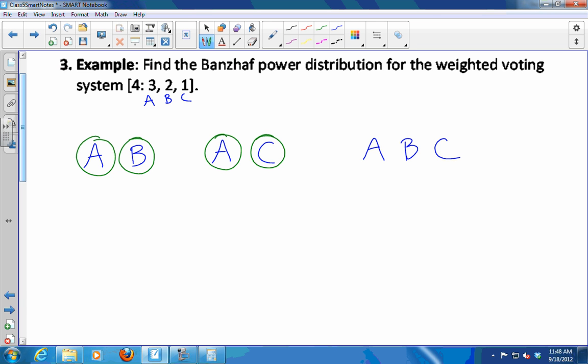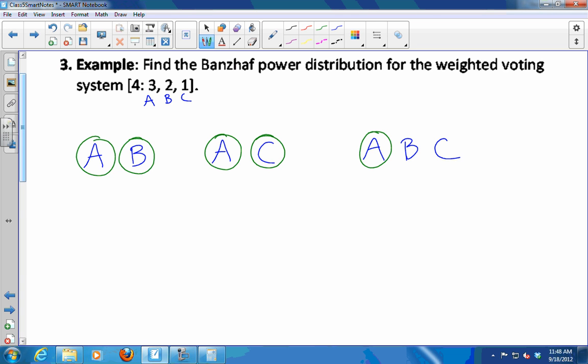Okay, so let's go through it one at a time. A, if A left, B and C would have how many votes together? 3. Is that enough? No, that makes A critical. A can't leave or there aren't enough votes. How about B? If B leaves, do A and C have enough left? Yeah, they have 3 and 1, so they have 4 votes together. That means B is not critical. B can leave, it's okay. How about C? Can C leave? Yeah, C can leave. A and B would still have 5 votes, so that's fine. So A is the only critical player in that coalition.